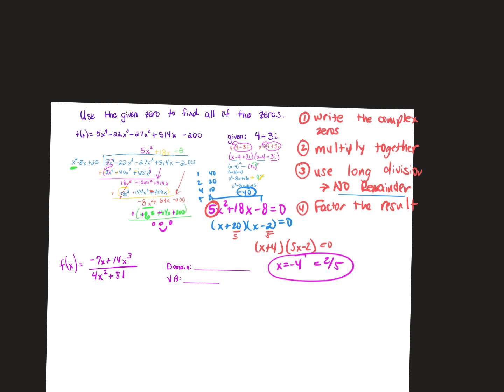The second thing you do is multiply them together. The third thing you do is use long division. You will not get a remainder, and then you factor.